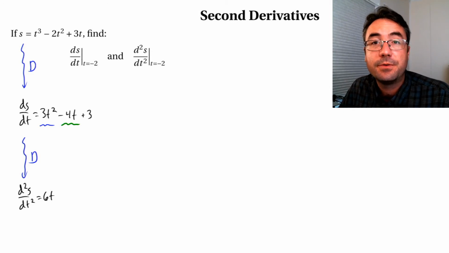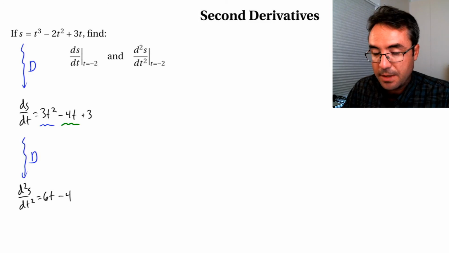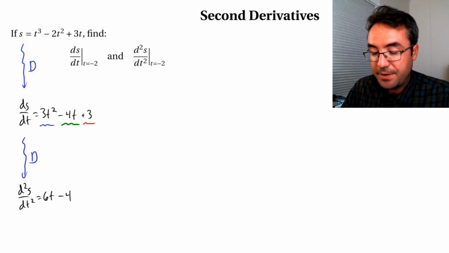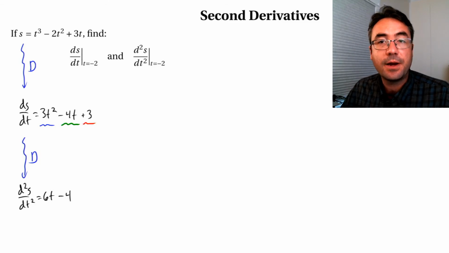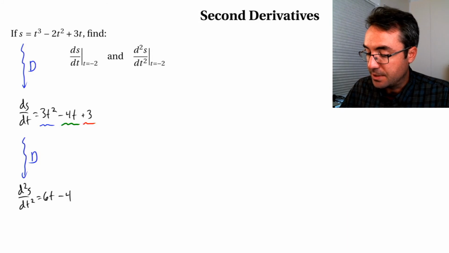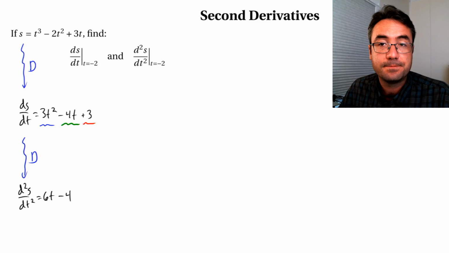Then I look, my second term there is negative 4t. I want to do the derivative of that. I get negative 4. And then finally, I look at my third term. It's the plus 3. That's all by itself. There's no variable there. So when I differentiate the plus 3, I get 0. So our second derivative ends up being 6t minus 4.